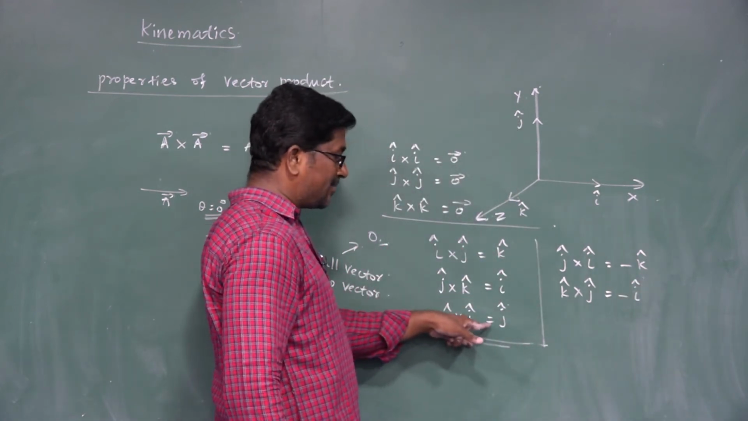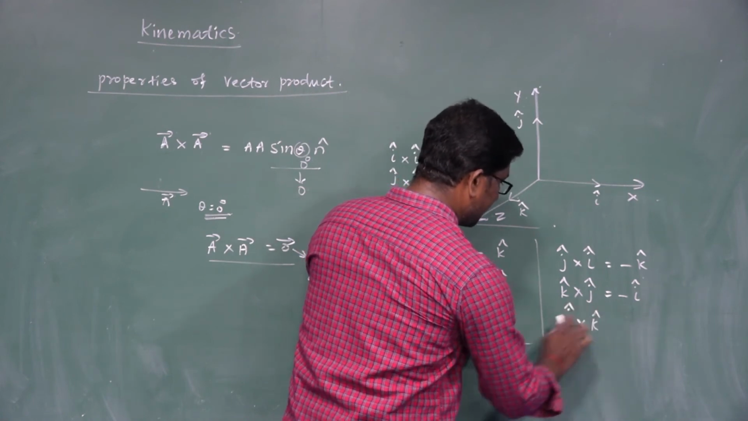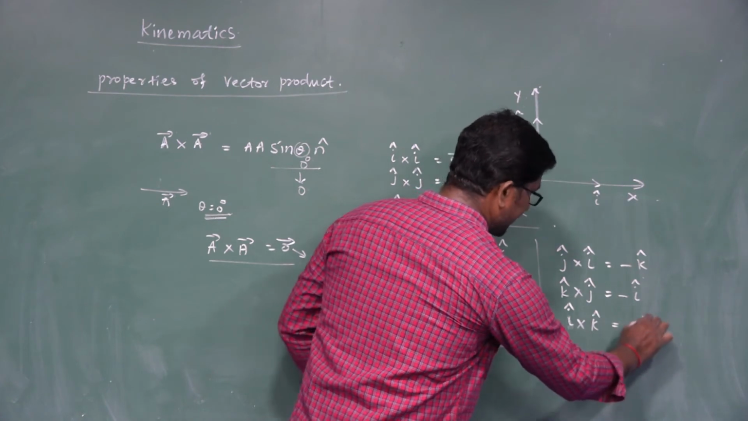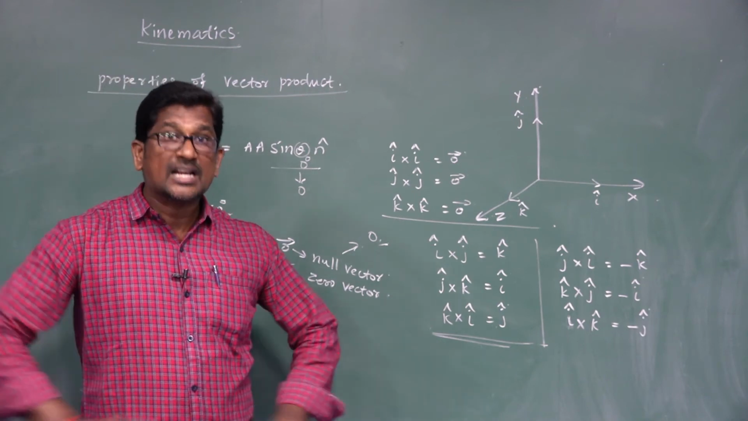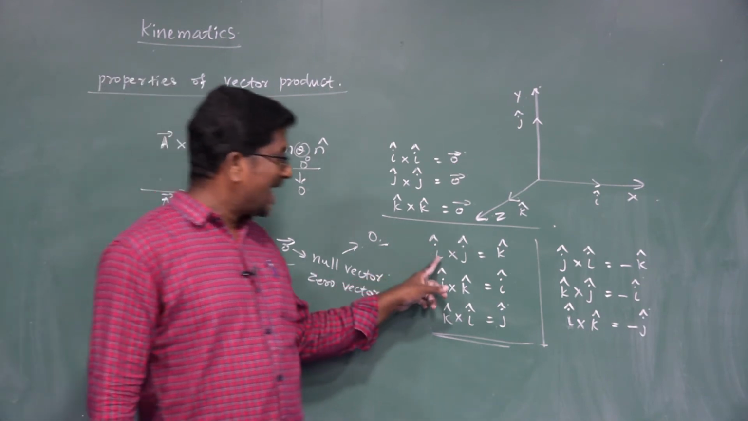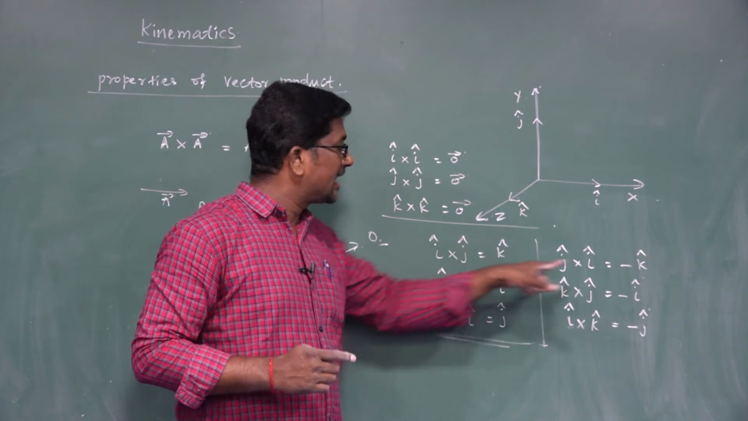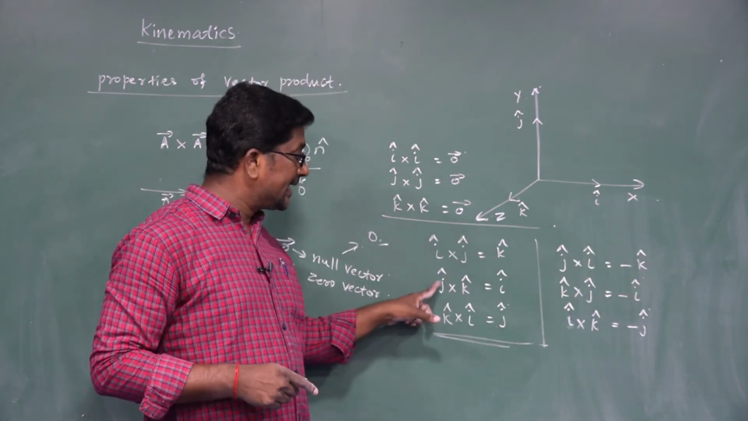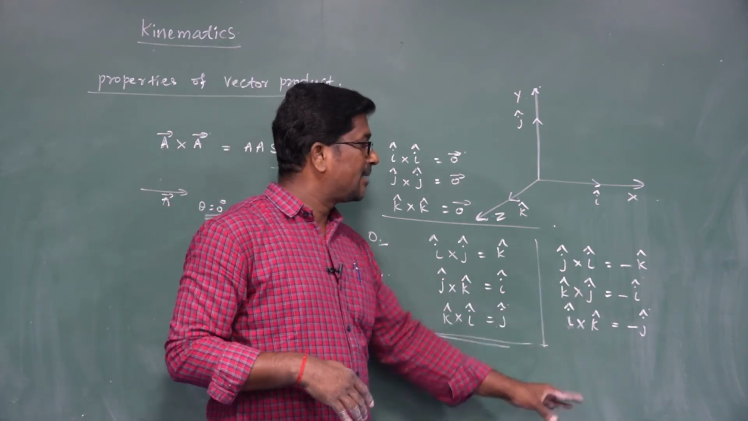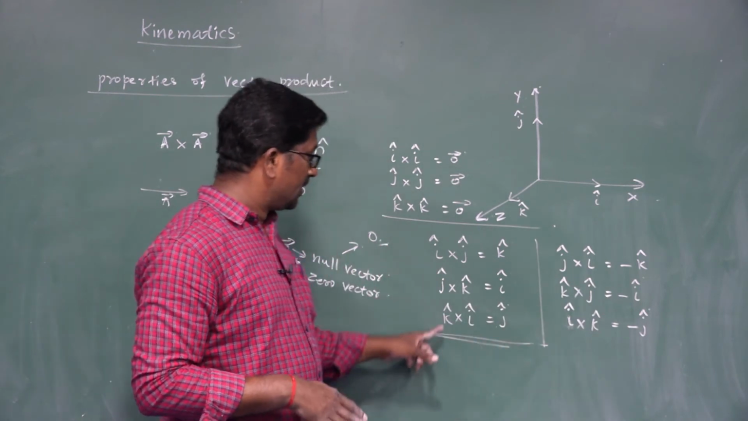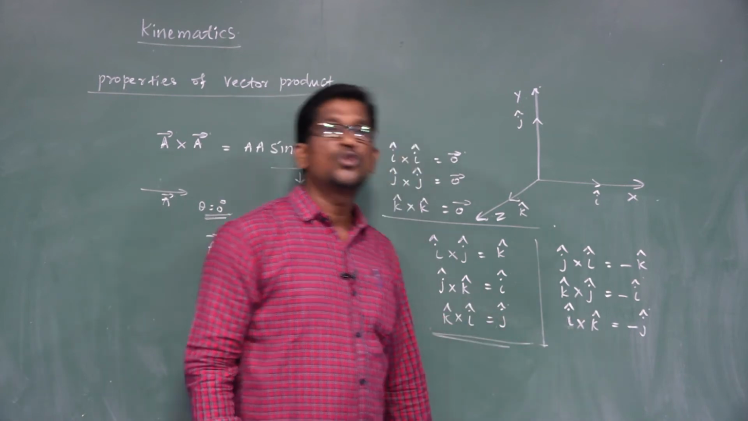Right? k cap cross i cap is equal to j cap. So i cap cross k cap is equal to minus j cap. Because the cross product of two vectors is not commutative, it is anti-commutative. That is why i cap cross j cap is equal to k cap, but in reverse, j cap cross i cap is minus k cap. Here j cap cross k cap is equal to i cap; in reverse, k cap cross j cap is equal to minus i cap. Here k cap cross i cap is equal to j cap; in reverse, i cap cross k cap is equal to minus j cap.